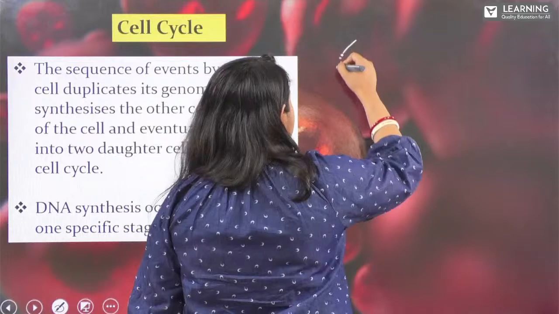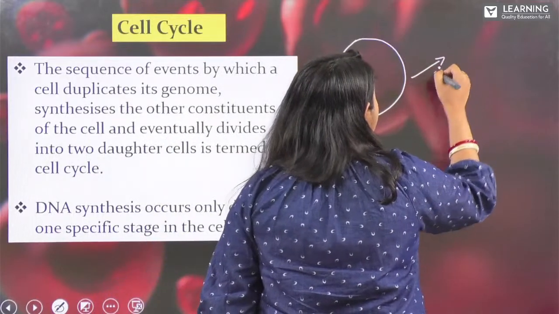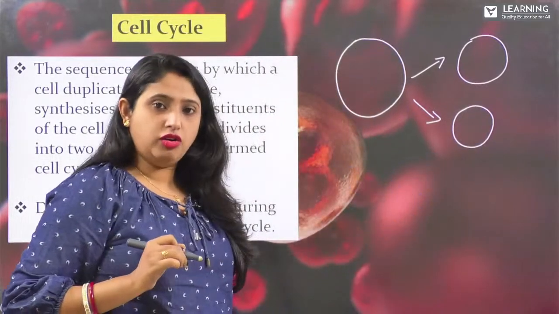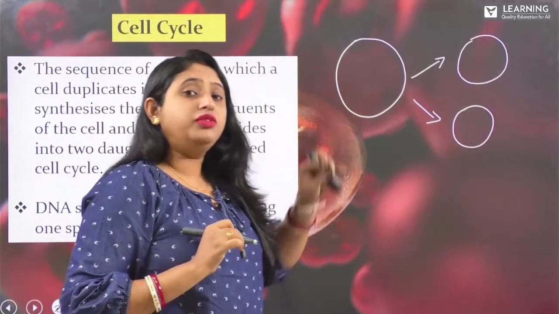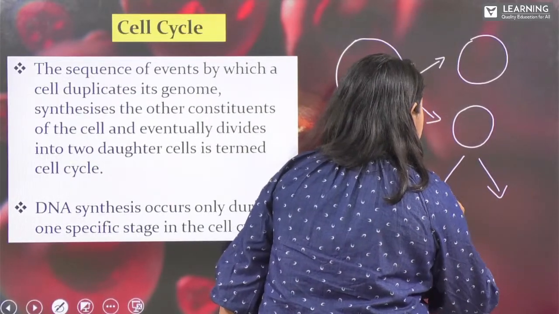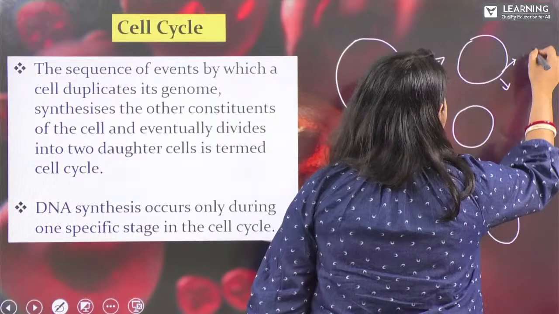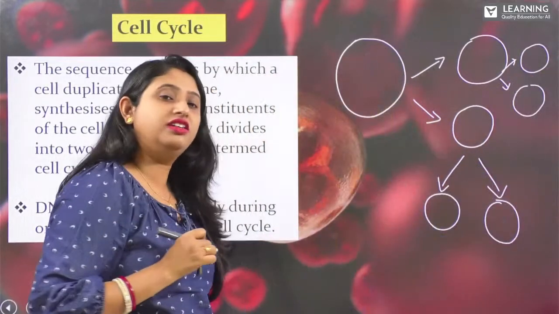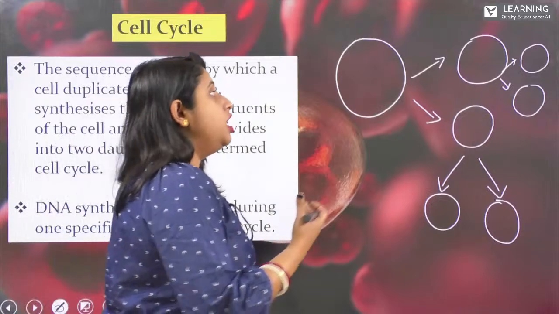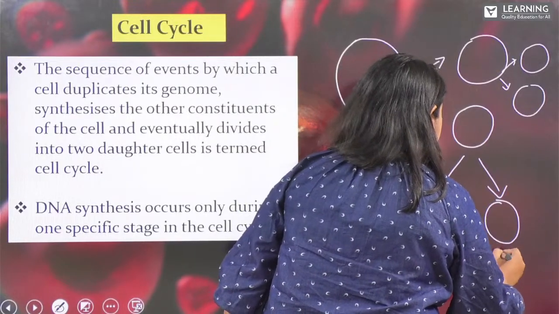If this is a cell, the cell will undergo division, and it will form two daughter cells. Now again, from these two daughter cells, division will occur, and it leads to the formation of four daughter cells. Again the cell will divide. How many cells are there now? You can see 1, 2, 3, 4, 5, 6. So this is how the cell divides, forming daughter cells again.